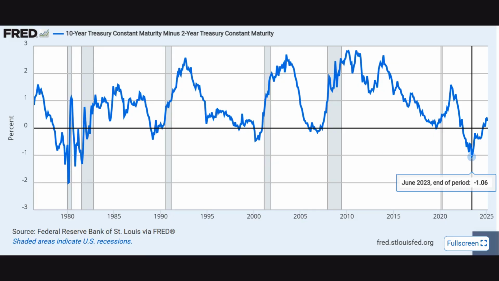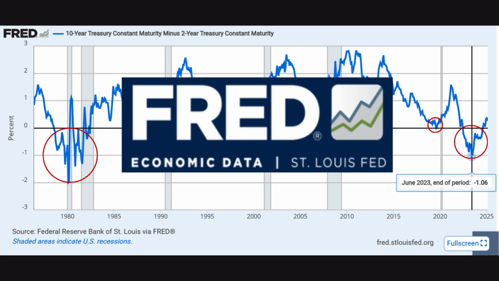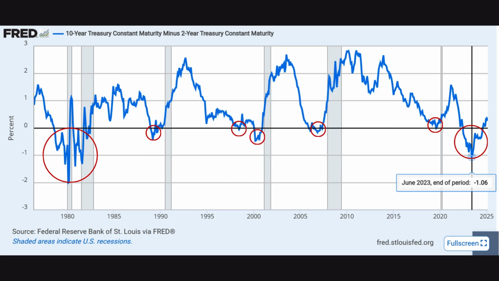The inverted yield curve is when short-term interest rates are higher than long-term rates. It often signals a looming recession. We can go to the Federal Reserve Economic Data, or FRED for short, and see the 10-year Treasury minus the 2-year. In normal times, the 10-year rate should be higher than the 2-year because more time is seen as risky. But there are times where there's dynamic shifts causing the 2-year rate to be higher than the 10-year. This shift indicates investor concerns about future economic growth.